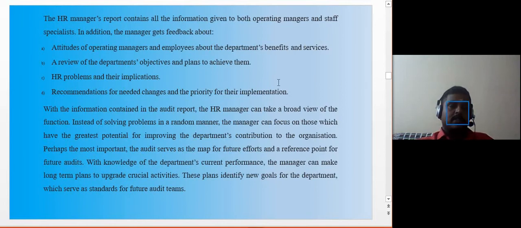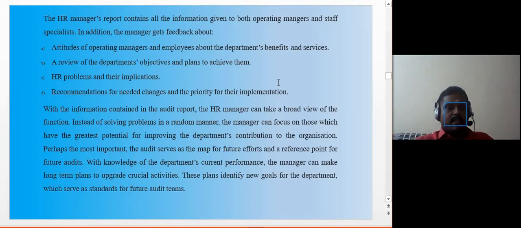The HR manager's report contains all the information given to both operating managers and staff specialists. In addition, the managers get feedback about attitudes of operating managers and employees about the department, benefits and services, a review of the department's objectives and plans to achieve them, HR problems and their implications, recommendations for needed changes, and the priority for their implementation.